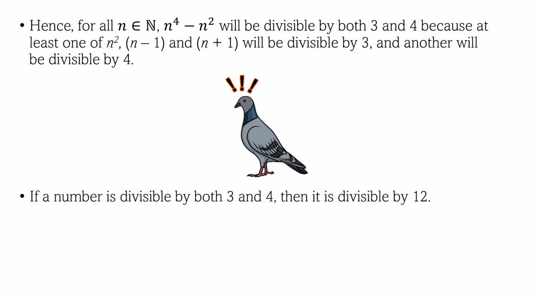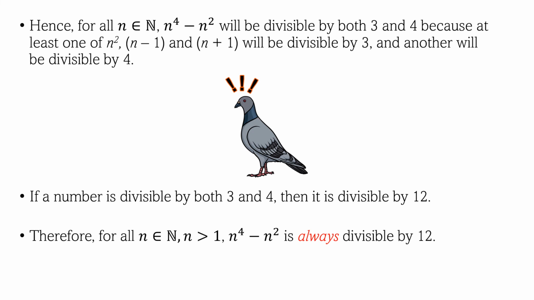So we know that if a number is divisible by both 3 and 4, then it's going to be divisible by 12. And hence, for all natural numbers n greater than 1, n to the fourth minus n squared will always be divisible by 12.